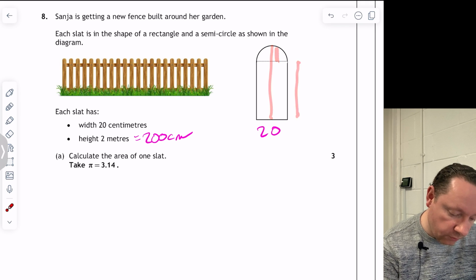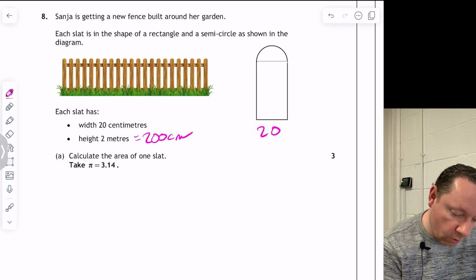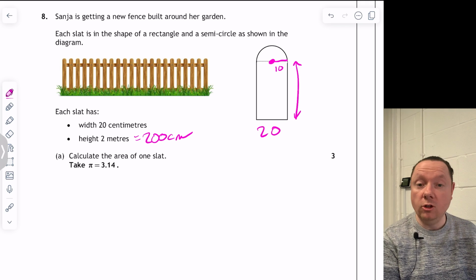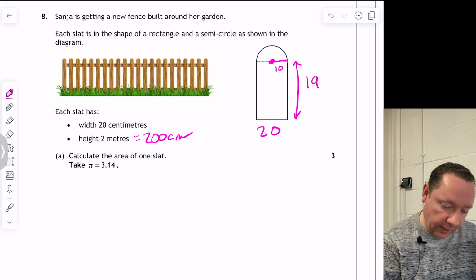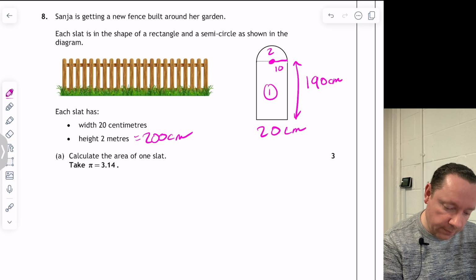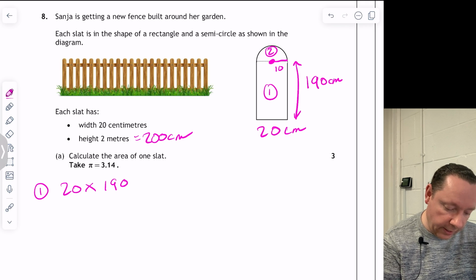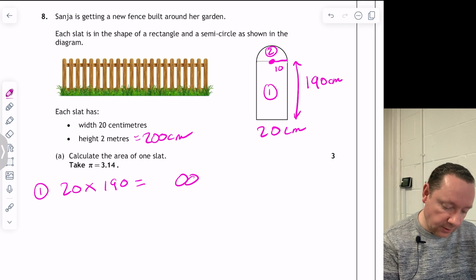So I need to know what's this little bit in here. Well, the radius of the circle's half the diameter, which is 10. So if I draw 10 in here, then the height of the rectangular part is 200 minus 10, which is 190 centimetres. And now I can do each shape individually. So for shape 1, it's just 20 times 190. So 2 zeros, it's just 2 times 19. 2 nines is 18, 2 ones is 2, plus 1 is 3.